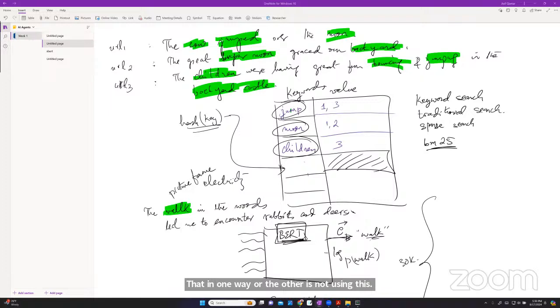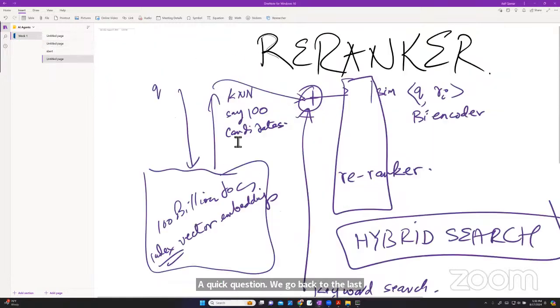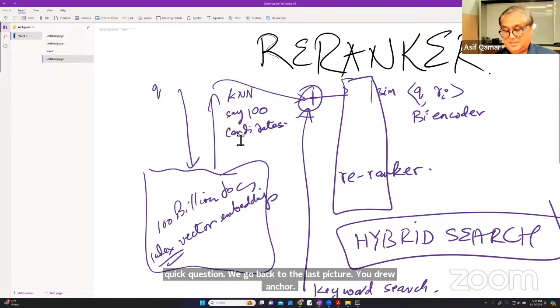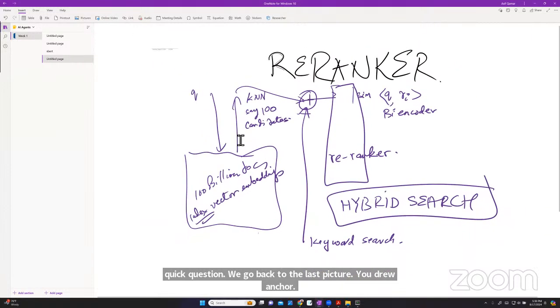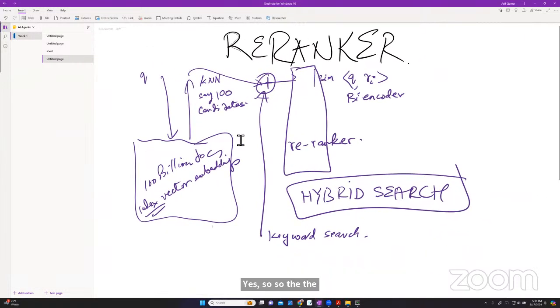A quick question on that. If you go back to the last picture you drew, the re-ranker. I understand the keyword search getting added, but the similarity between the Q and the R, why didn't the earlier box already do that?